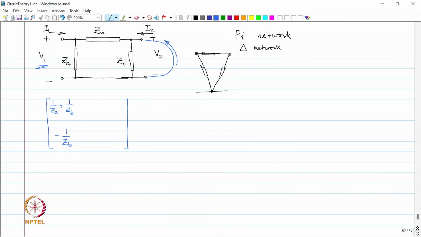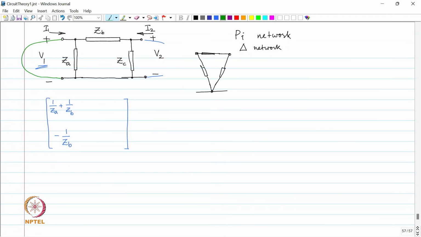Great, because now we are ready to do the second experiment. In the second experiment we are going to apply V2 and short circuit port 1. Fine, and measure I1, I2.